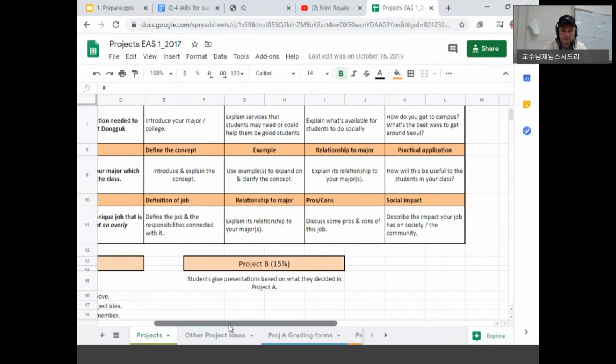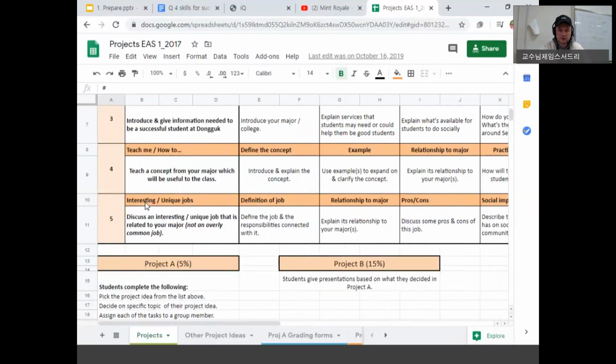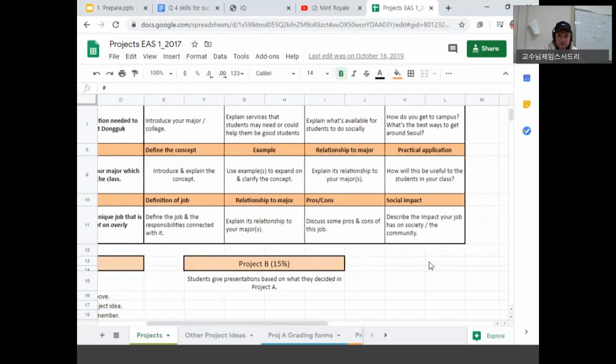Okay, and then the last one here is, what are the interesting or unique jobs connected to your major? Define the job, the responsibilities it has, and its relationship to you and your major, the pros and cons, and the social impact of this particular job.